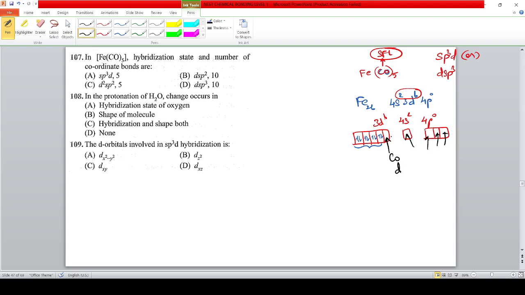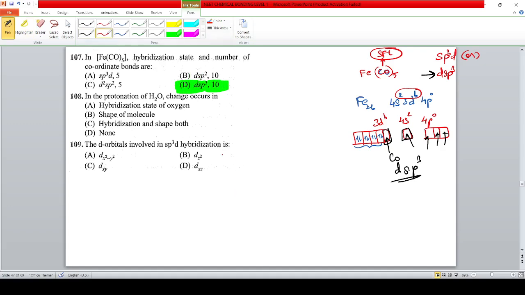So the hybridization is d orbital, s orbital and 3 p orbitals. So the hybridization is exactly dsp3. So very simple. Hybridization is dsp3 and 5 CO means 5 pairs of electrons. That means 10 electrons are accepted. 10 electrons are accepted.